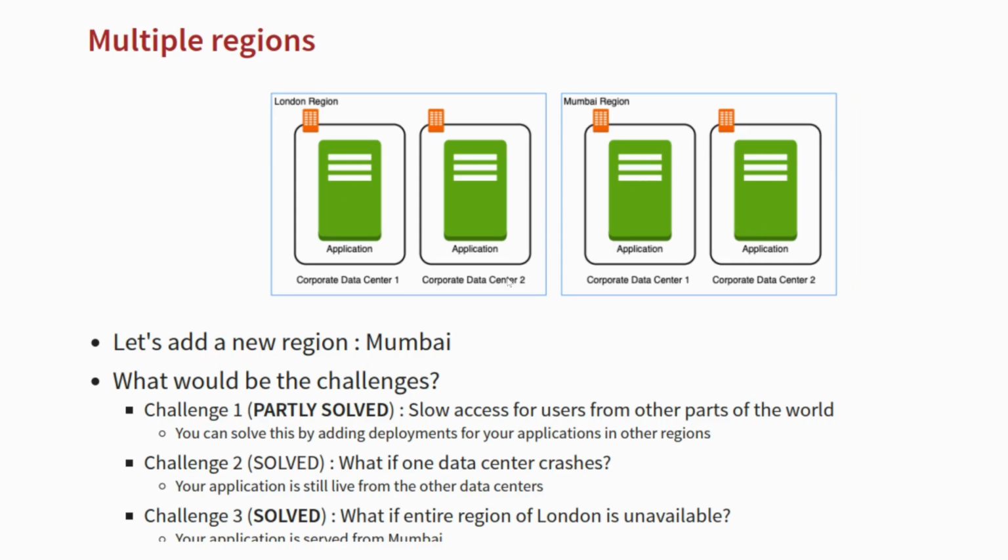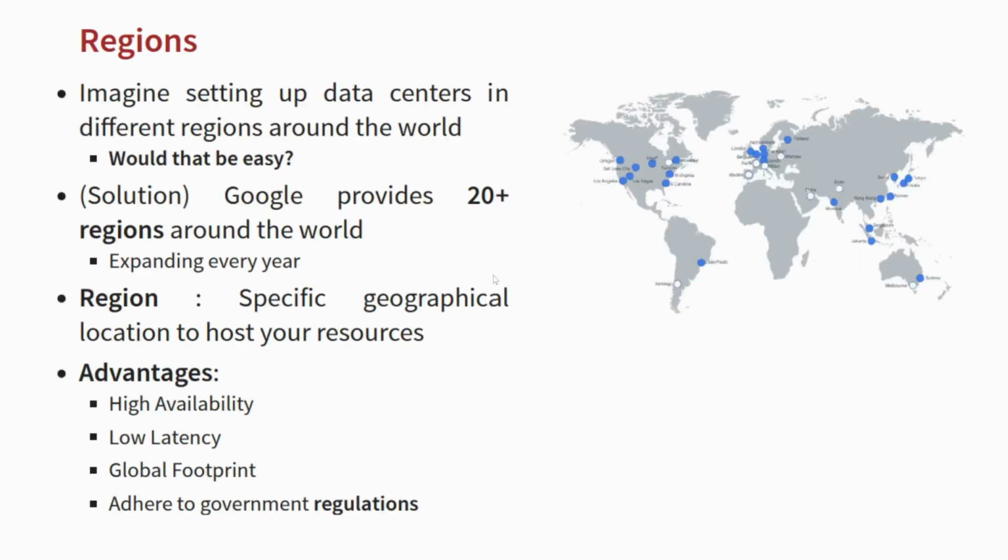In the next video, let's try to understand what regions and zones actually are in GCP. Hello everyone, welcome back. Now let's try to understand the meaning of regions. A region is just a physical location where the entire physical infrastructure has been set up. This is the meaning of regions.